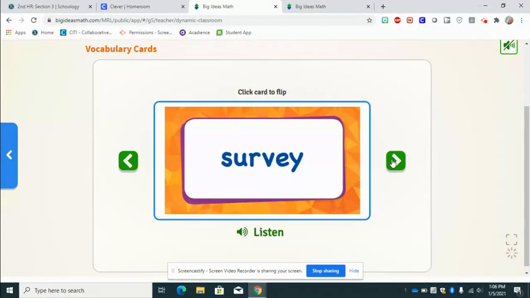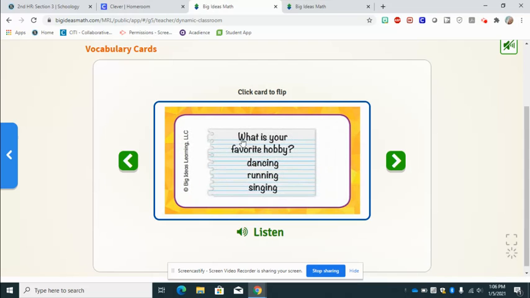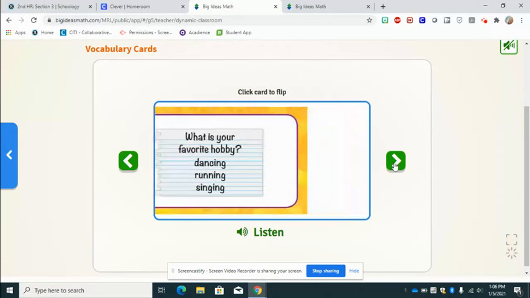A survey is something that when you collect data from people, it's called a survey. And so this survey says, what is your favorite hobby? And some of the answers were dancing, running, and singing.